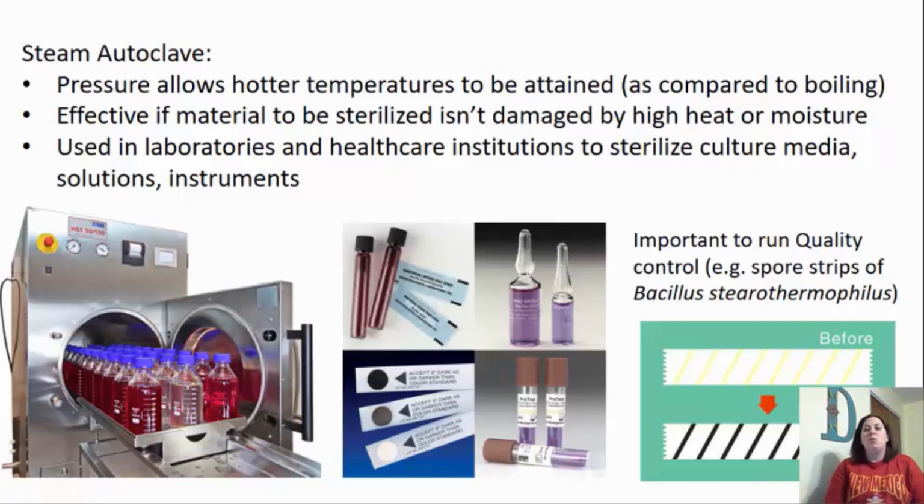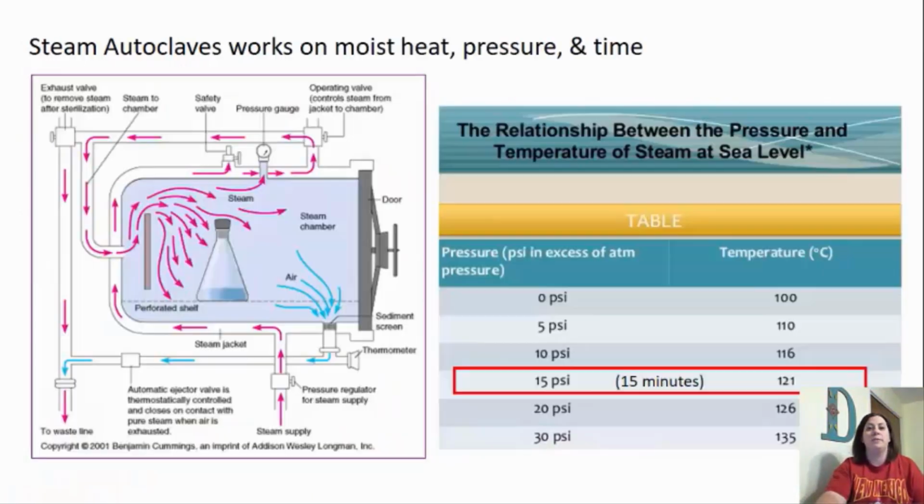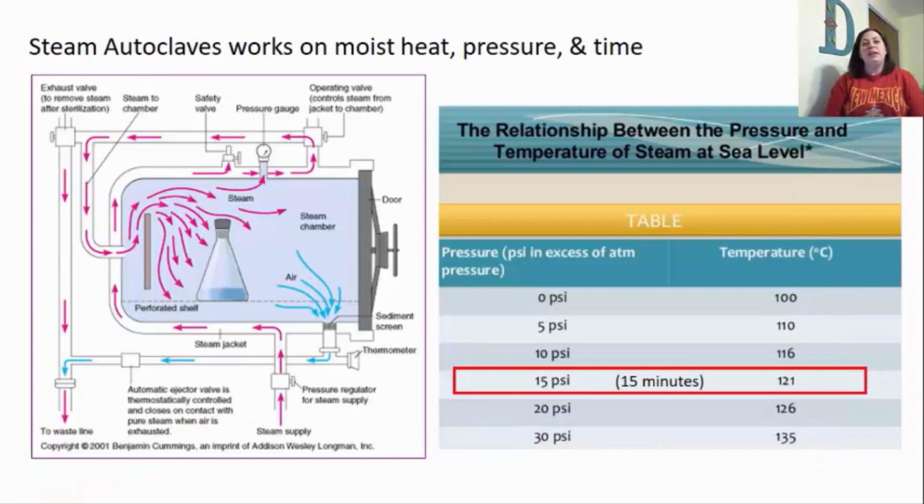So in the lab, if you're wanting to get rid of biohazard waste, it's really important to do quality control to make sure that the stuff is dead. One way you can do this is through strips. This one has a type of known organism embedded in the strip, and if it is killed, you see a color indication. Again, quality control is really important, especially before you throw something in the normal garbage, because you don't want it to potentially infect others. So when you're looking at steam autoclaves, they work on moist heat, pressure, and time.